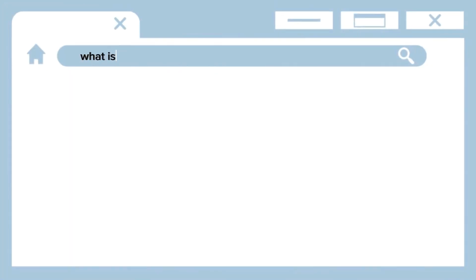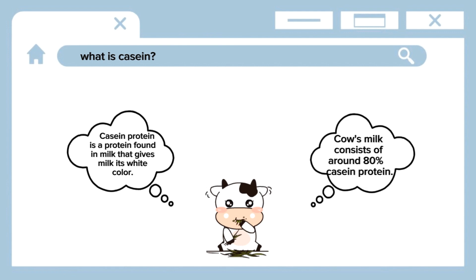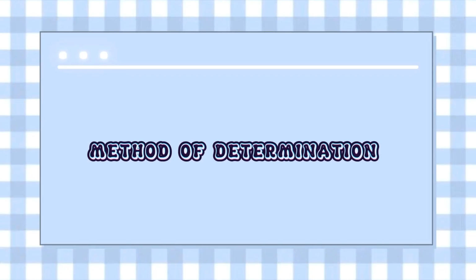What is casein? Casein protein is a protein found in milk that gives milk its white color. Cow's milk consists of around 18% casein protein. Other than that, casein protein can be found in yogurt, cheese, and infant formulas, as well as in a variety of dairy supplements.